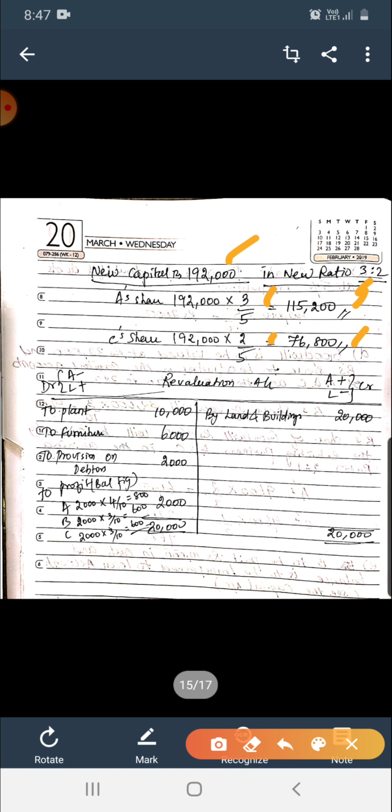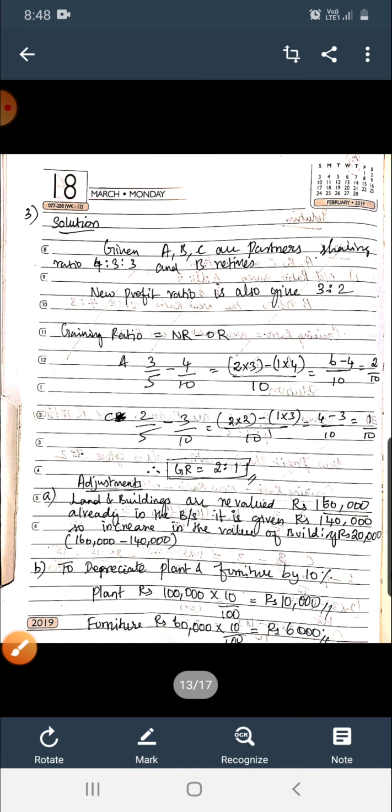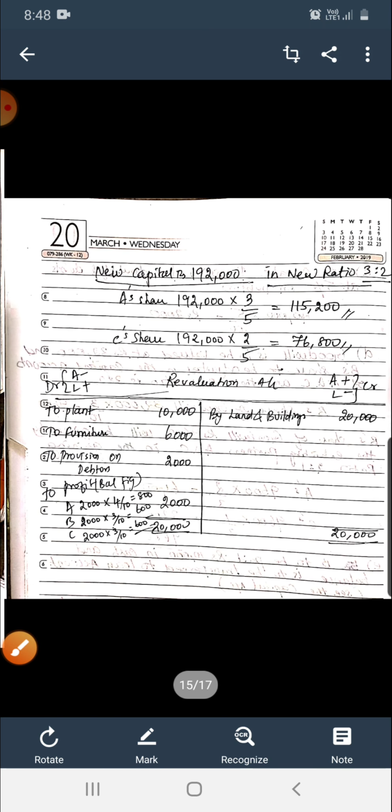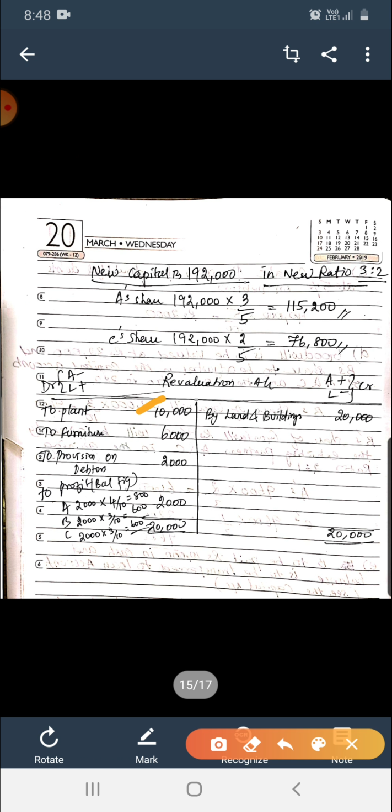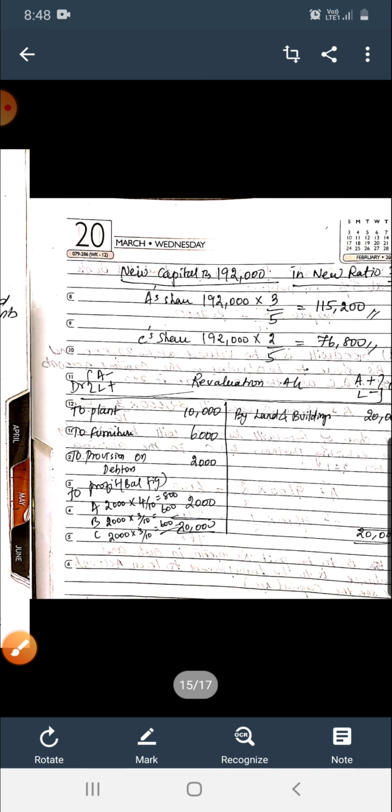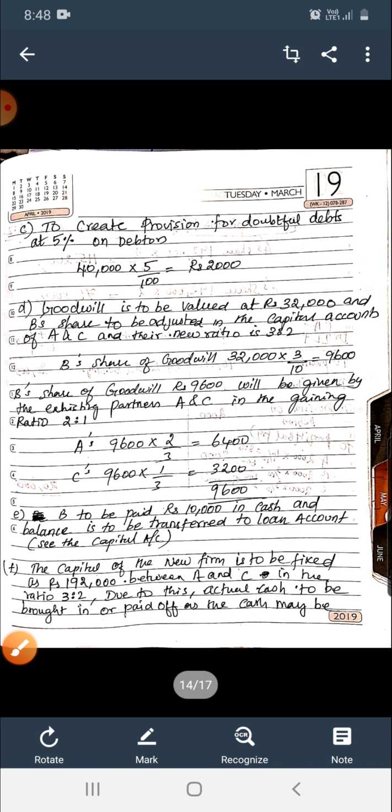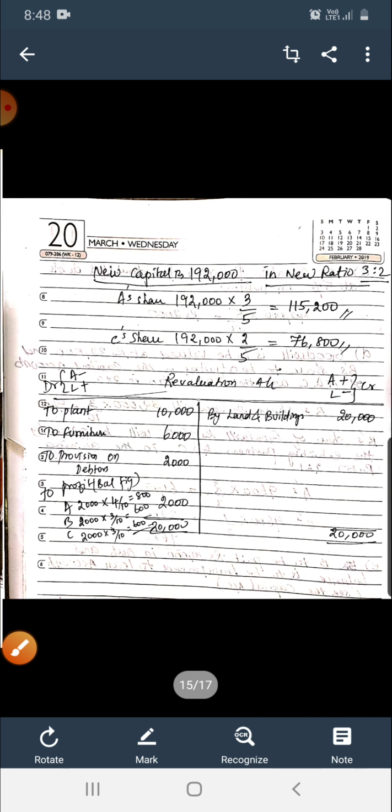Next we'll prepare the revaluation account. As you are all aware, in the revaluation account, on the debit side, asset decreases and liability increases. On the credit side, asset increases and liability decreases. So plant and furniture we have already calculated. Plant and furniture depreciate by 10,000 and 6,000 respectively, so we'll put plant 10,000 and furniture 6,000. The provision for doubtful debts we have also already calculated: 40,000 into 5%, that is 2,000. Again, record that.